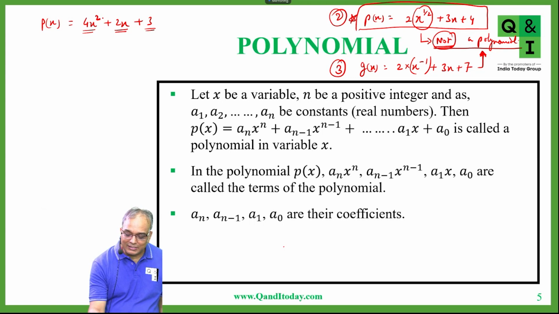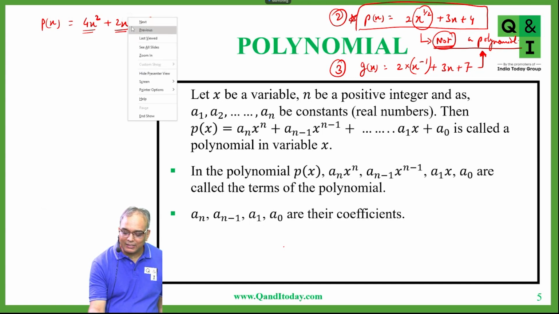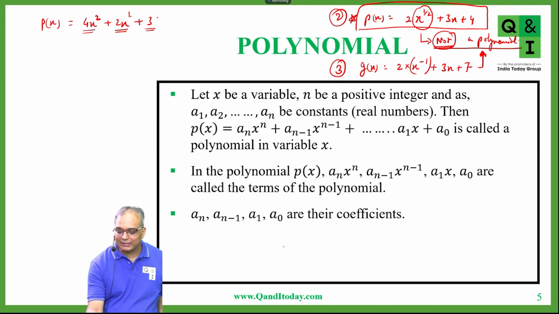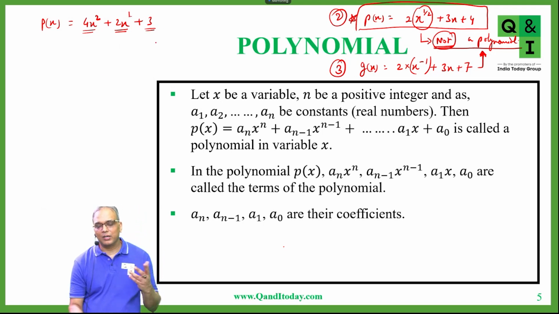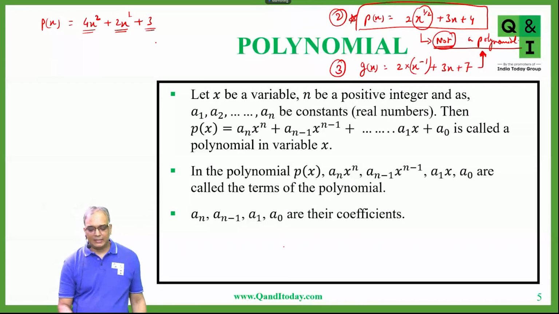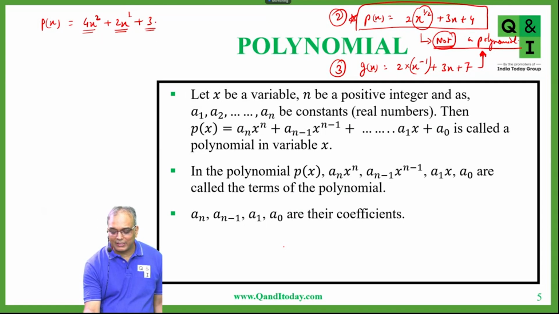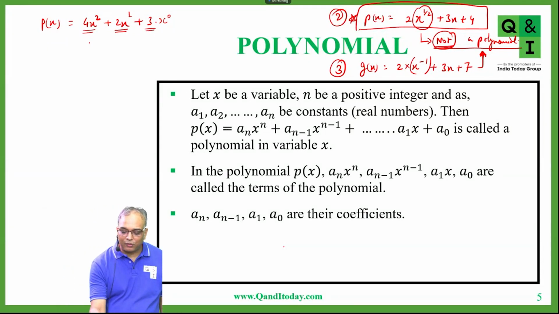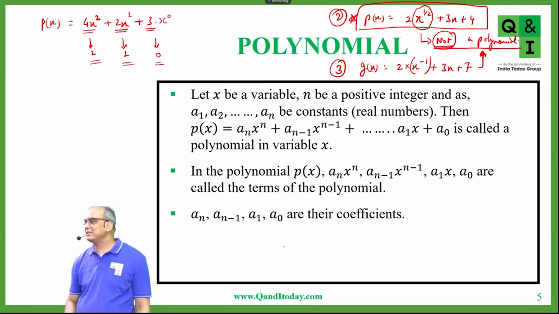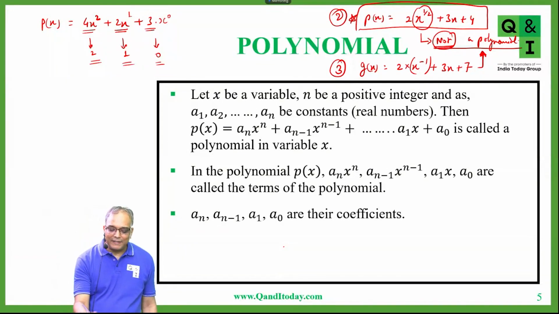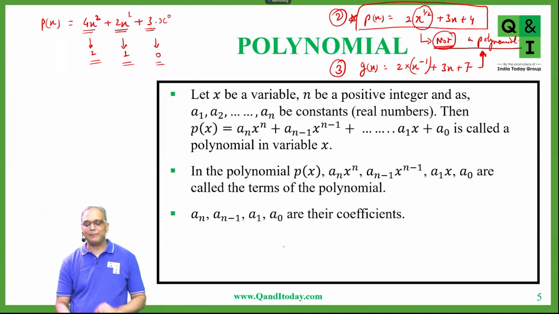Power of x is 2, power of x is 1, right? Power of x is 1 in the second case, and in the third case there is no term of x. So when there is no term of x, we can write it as x to the power 0. So the power of x is 2 here, power of x is 1 here, power of x is 0. These are all positive integers. That's why we say that this algebraic expression is a polynomial.